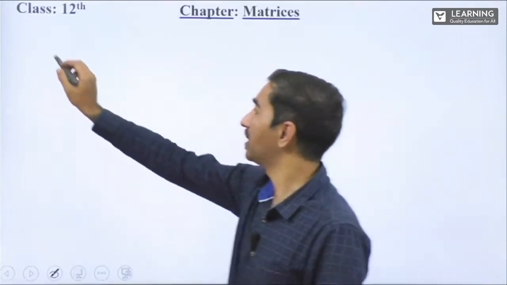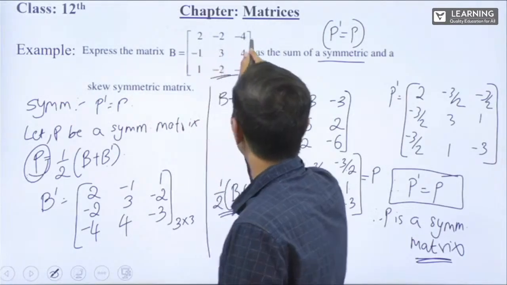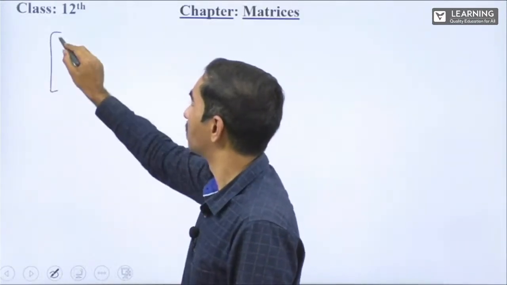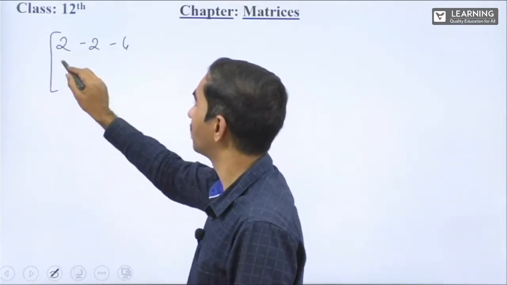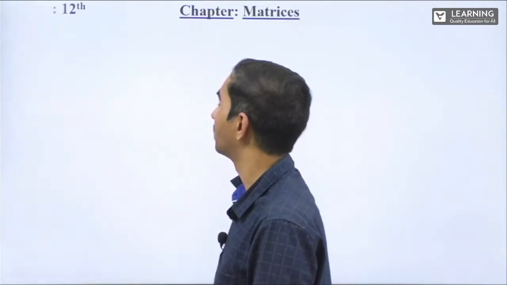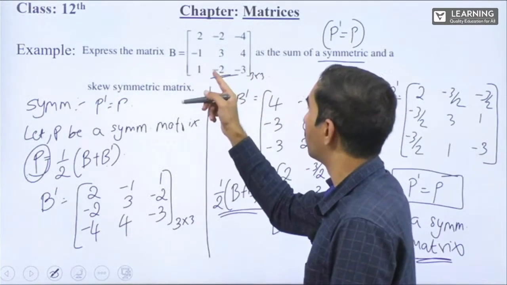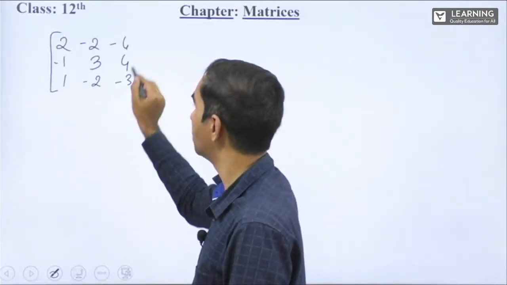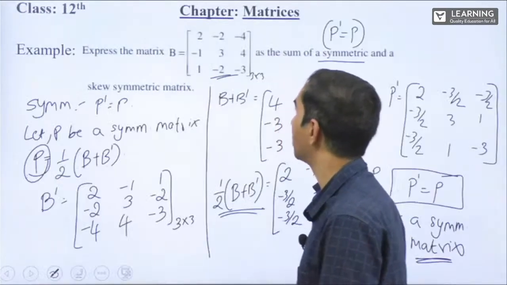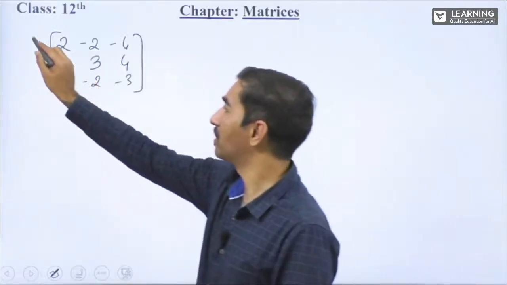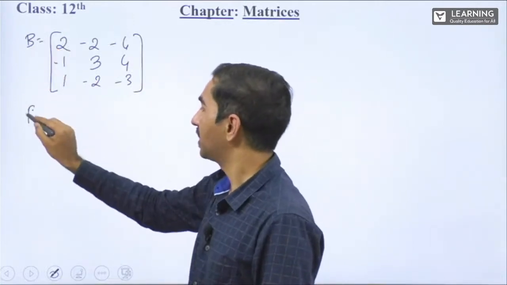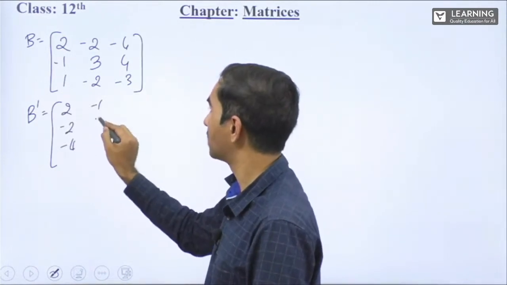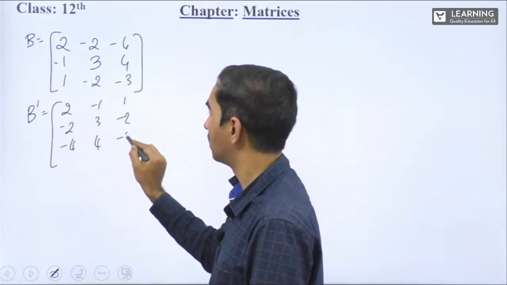So we'll write matrix B again here. 2, minus 2, minus 4. Minus 1, 3, 4. 1, minus 2 and minus 3. Checking that once again. Yeah, everything is right. So this is our given matrix B. B dash, the transpose of this matrix: 2, minus 2, minus 4. Minus 1, 3, 4. 1, minus 2, minus 3.